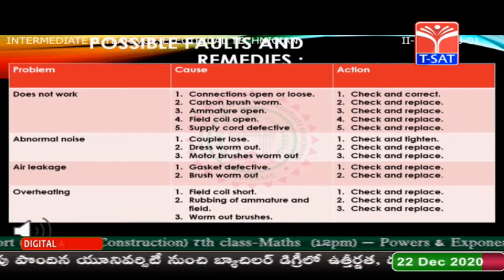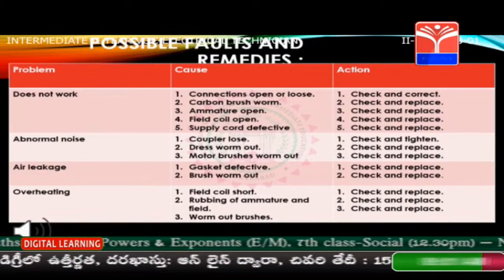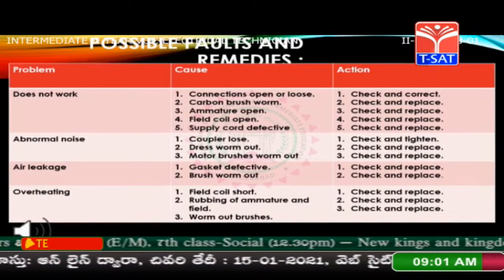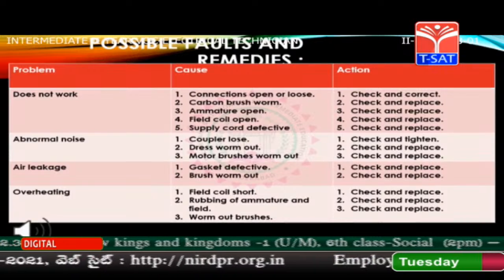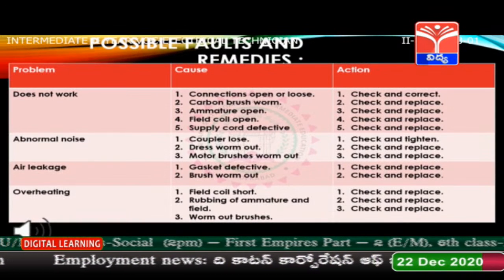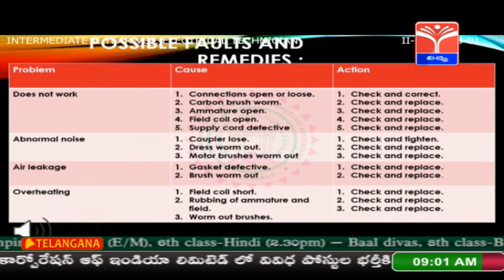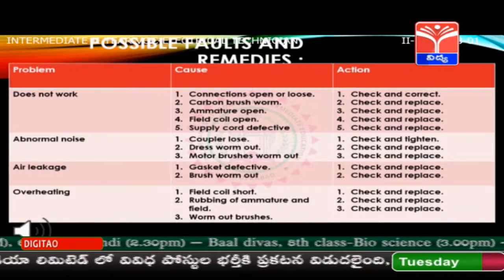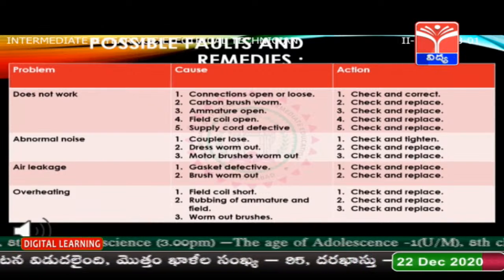Problem: abnormal noise coming from the vacuum cleaner. Cause: coupler loose. Check and tighten the coupler. Cause 2: brush worn out. Check and replace it. Motor brush is worn out. Check and replace.